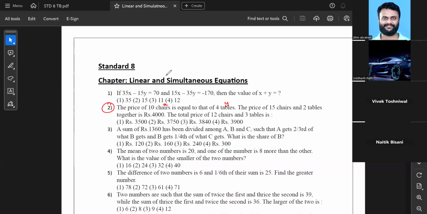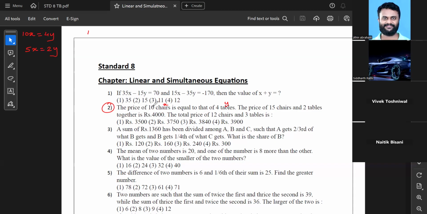Okay. Now, in the first place, they have said the price of 10 chairs is equal to that of 4 tables. So they have said that 10x is equal to 4y. When I divide both sides, I get 5x is equal to 2y. अब तक किसी को कोई डाउट है? No, sir. Okay, that's great.